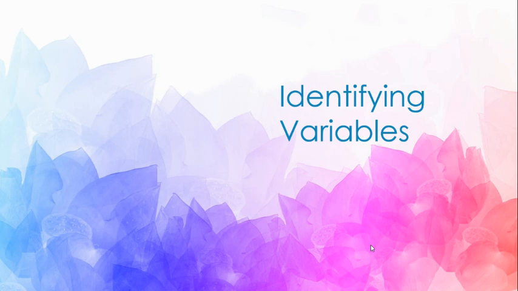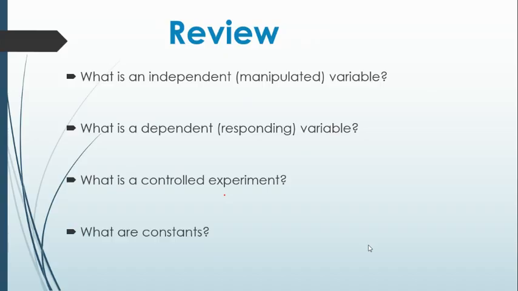Class! Today we are going to look at identifying variables. In our last lesson we talked about the scientific method, and one of the parts of the scientific method is conducting an experiment, and a controlled experiment where we test just one variable. And in that little section of our notes we talked about different types of variables, such as our independent variable versus our dependent variable. Today we're going to look at that and get a little bit more practice.